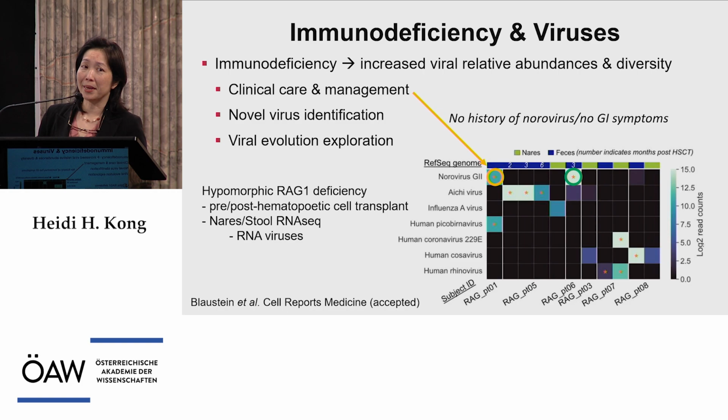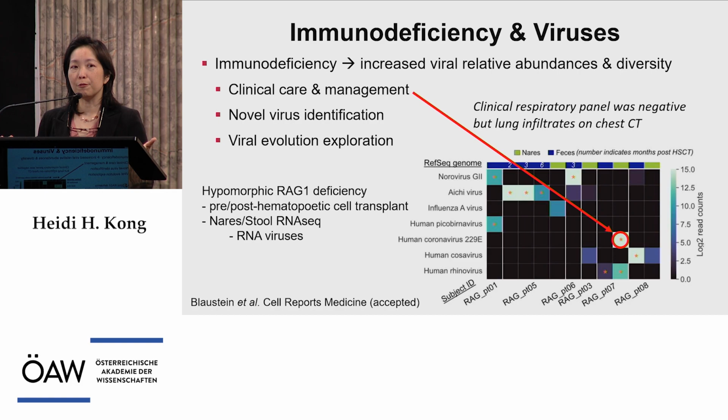And this is another example of a subject who didn't really have many symptoms coming in. Some of the screens that we do are respiratory pathogen panels. They had a CT chest and it showed lung infiltrates, and they were just thought, you know, we're not sure what that is. Later on, when we sequenced their nares sample, we found it was coronavirus 229E, which should ideally have shown up on the pathogen panel, but there was a mutation. So one might speculate that that may be why it didn't show up on the pathogen panel.